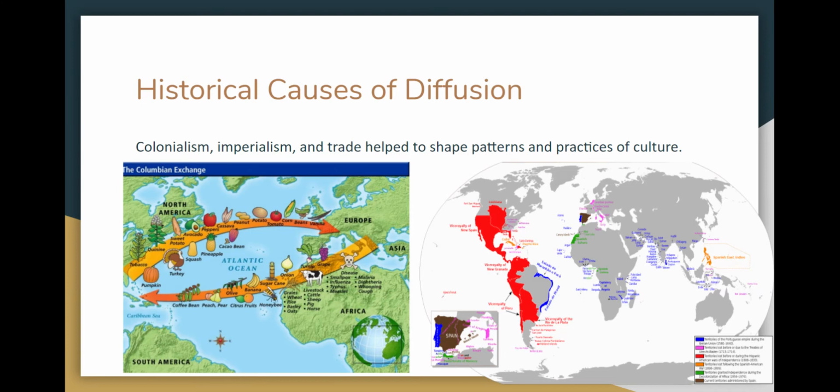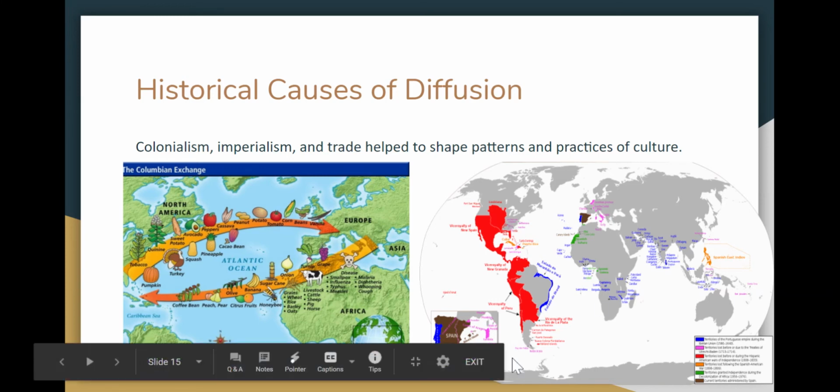Related to that, I would also add in colonialism and imperialism. So throughout the last 500 or 600 years, as mostly European powers have colonized different parts of the world, they have brought with them many of their cultural traits. We can see on the bottom left-hand side a lot of food-related introduction back and forth. This is called the Columbian Exchange. We'll talk about it in the agricultural unit.